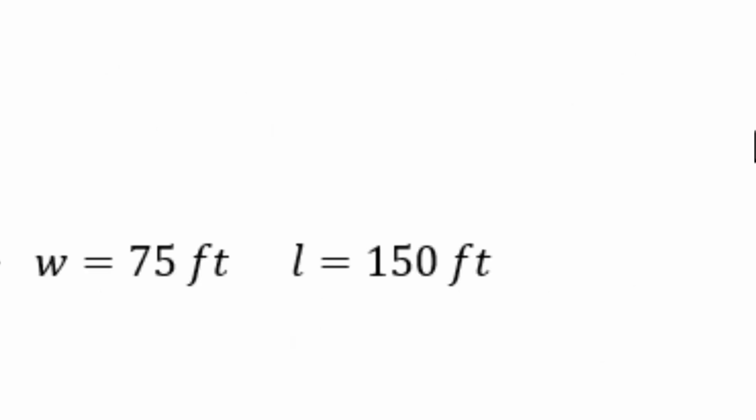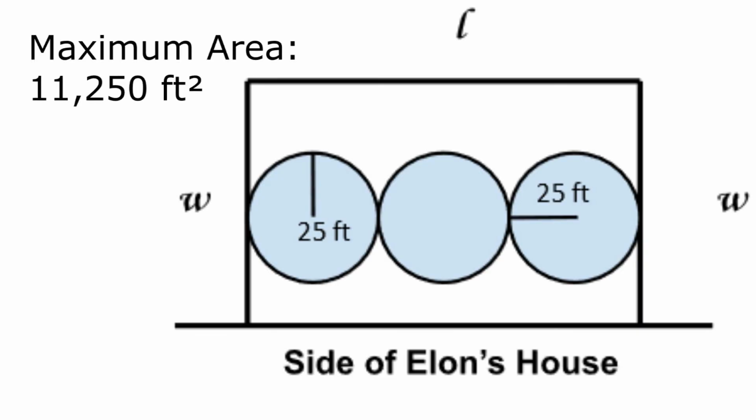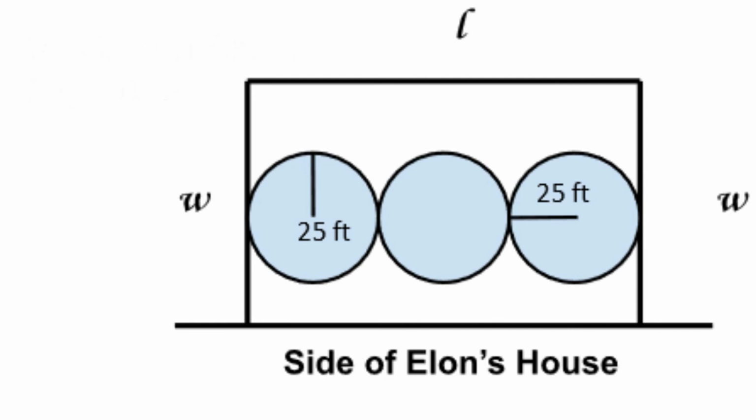With a length of 150 feet and a width of 75 feet, Elon Musk can use all of his friends to create the largest possible area. He will create an area of 11,250 feet squared, and he will have enough room so that the roots of each tree will not damage each other, the house, or his fence.